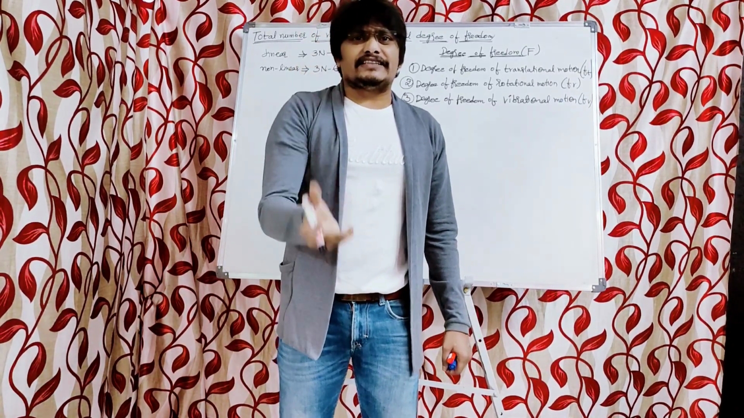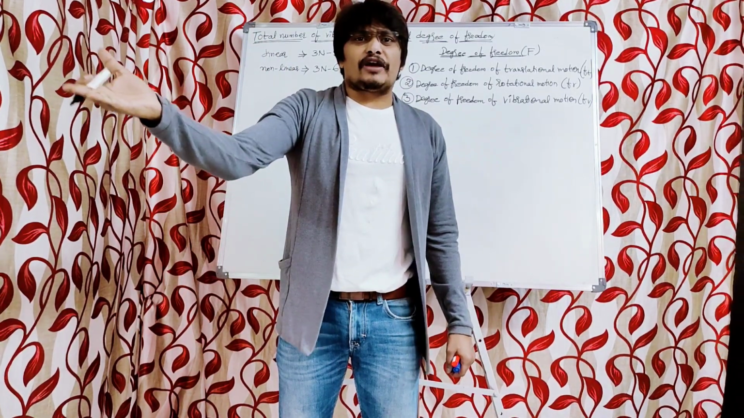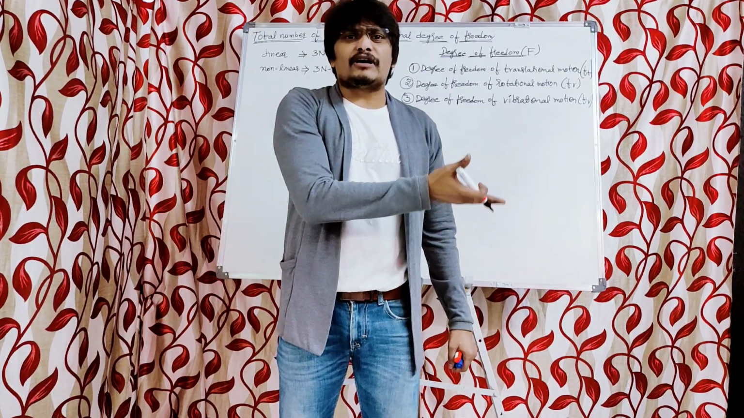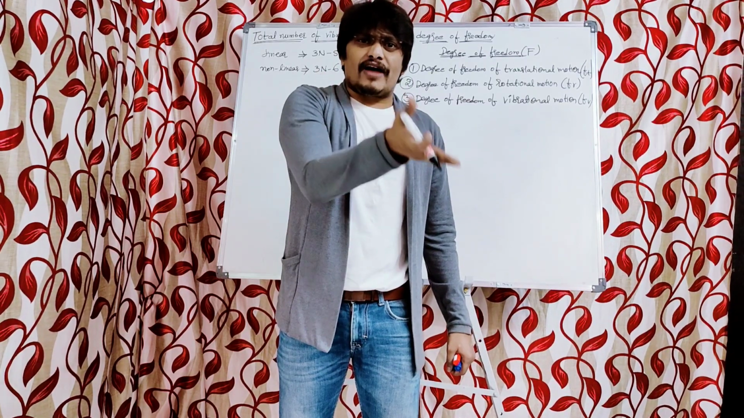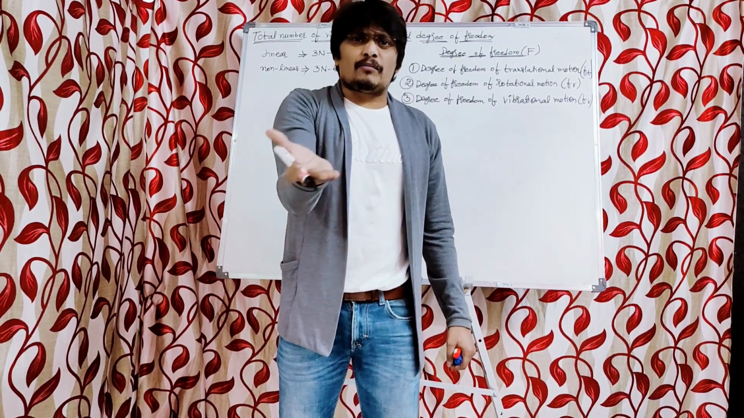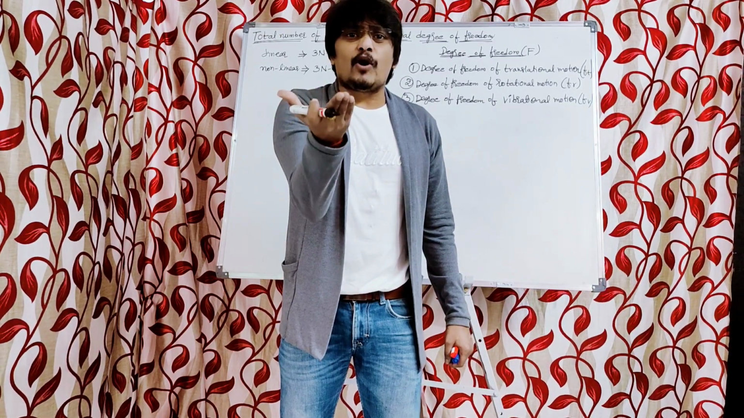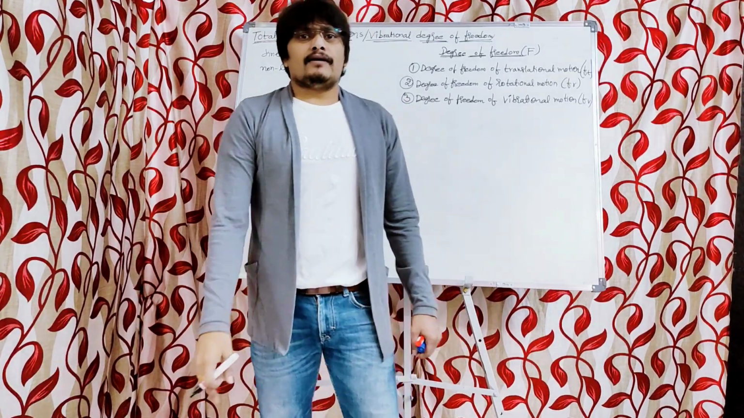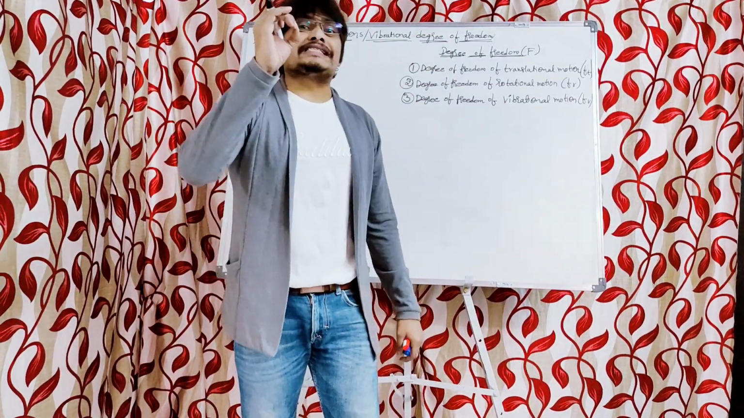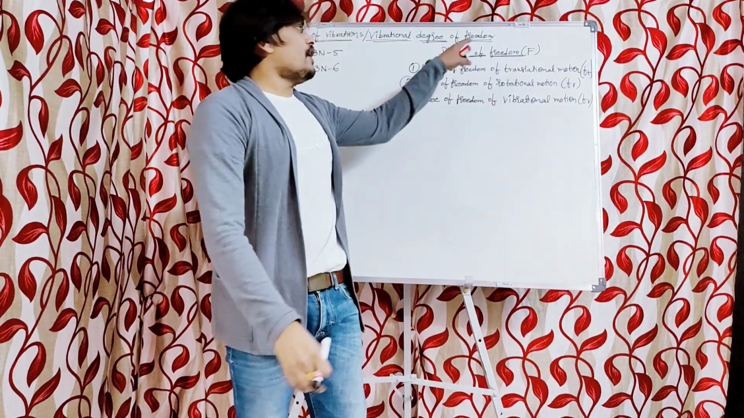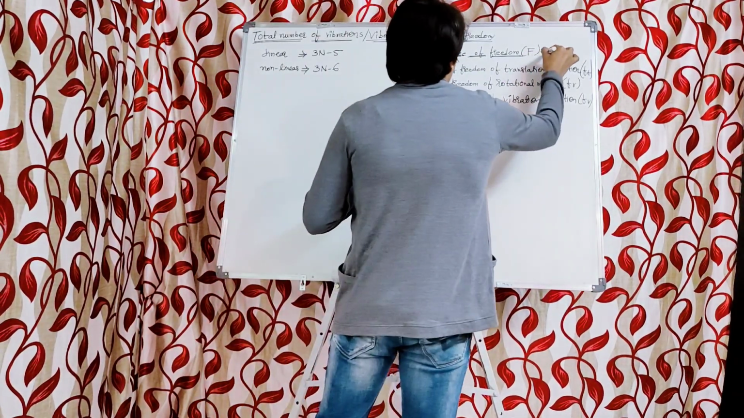I can say 3n minus 5 is the formula used to calculate the total number of vibrations in linear molecules. I can give some linear molecules, substitute the values, and get the total number of vibrations. But why this formula is being used, that you have to know. For that, I am going to start this video with the degree of freedom.